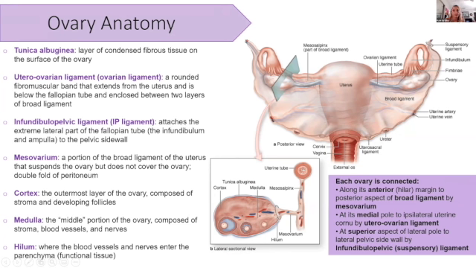The mesovarium is what suspends the ovary, and it's also where the cut is made in order to do analysis of ovaries. The cortex is the outermost layer of the ovary, composed of stroma and developing follicles, while the medulla is the middle portion of the ovary, composed of stroma, blood vessels, and nerves. And the hilum is what supplies the blood vessels and nerves into the functional tissue.